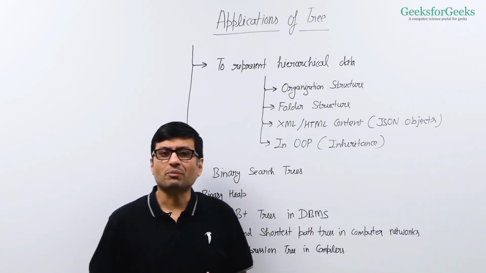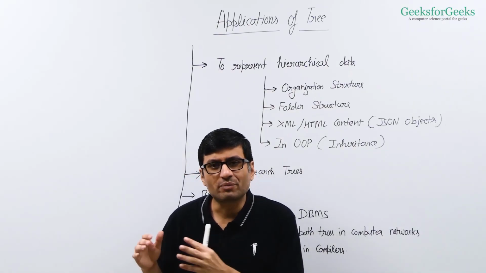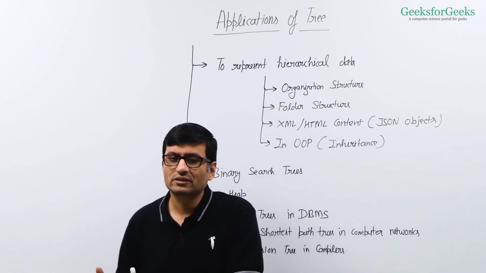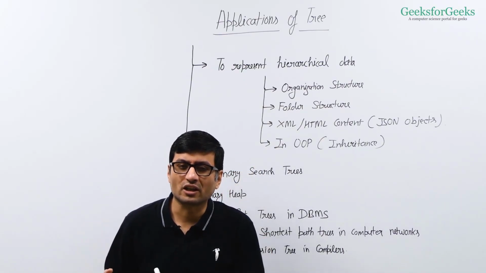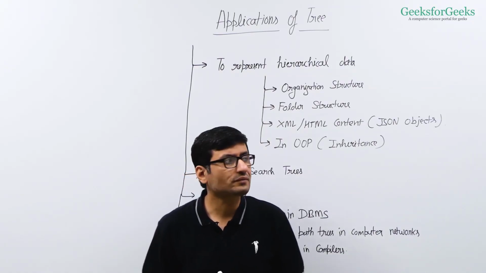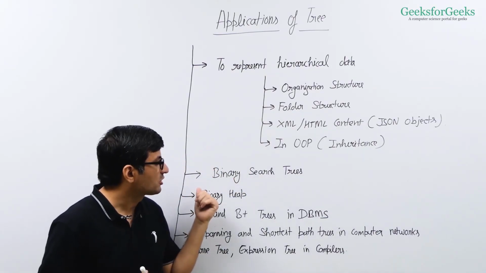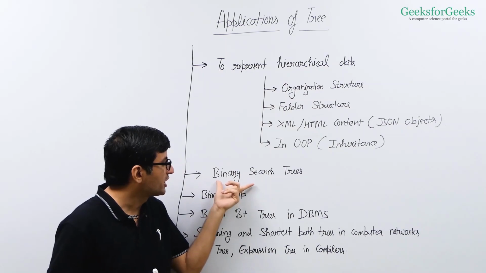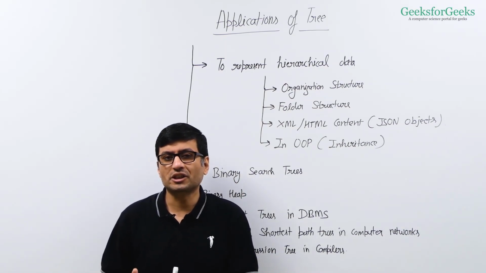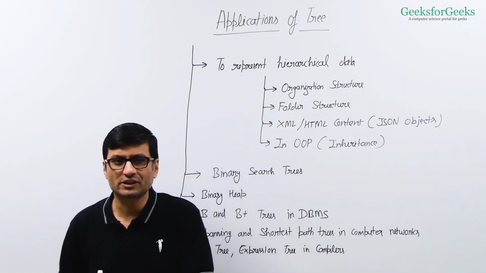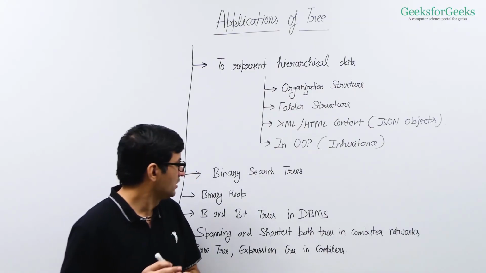In object-oriented programming, we see trees in many places. For example, inheritance. You have the base class, then their children class and their children class. This is also a tree. Other applications of tree, and the most important application of tree is binary search tree. We will cover binary search tree and its applications separately, so I'm skipping it here.